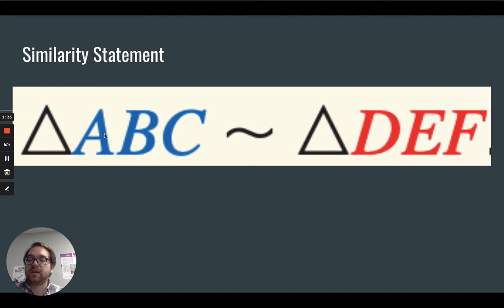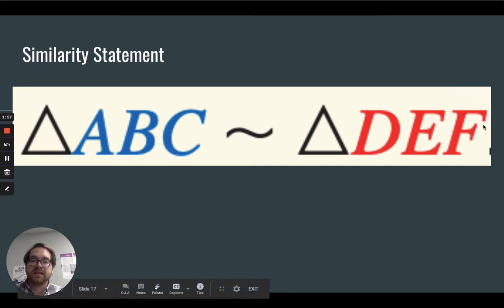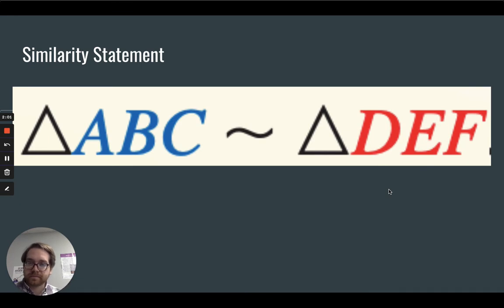And so what we see here with A, B, C, and D, E, F is angle A is congruent to angle D, angle B is congruent to angle E, and angle C is congruent to angle F. Right? So when you read a similarity statement or when you write a similarity statement, it should be in that way, that the corresponding angles, the congruent angles for similar triangles should match up. So A and D, B and E, C and F. So we need to make sure we understand how to write that similarity statement.